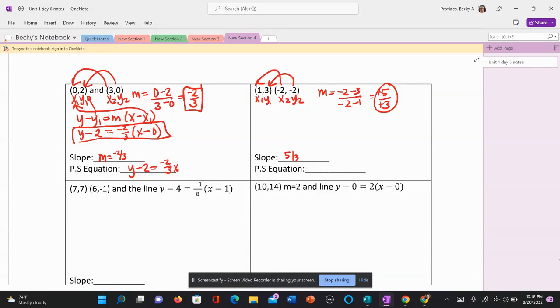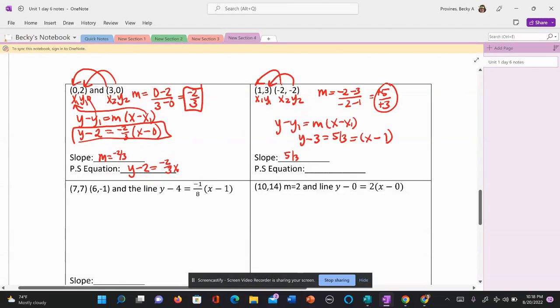All right, so we're going to want the point slope equation again. So pick a point. I'm going to pick the first one because why not? I'm going to write my equation. So y minus 3 equals my slope, which is 5/3, and x minus 1.